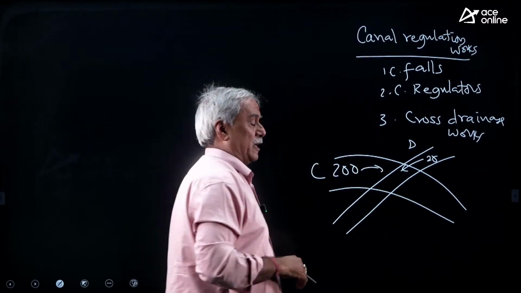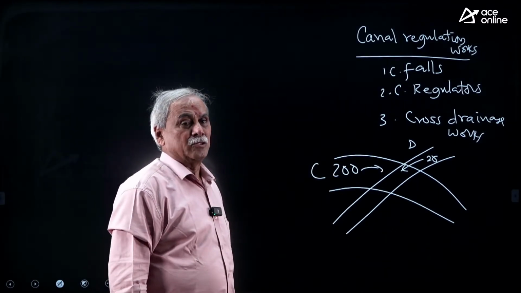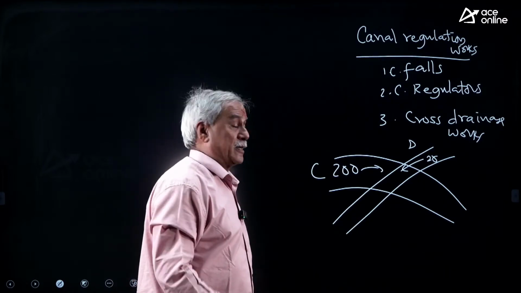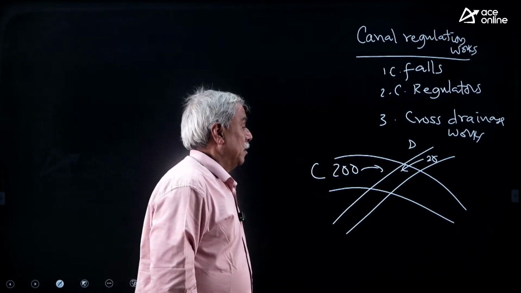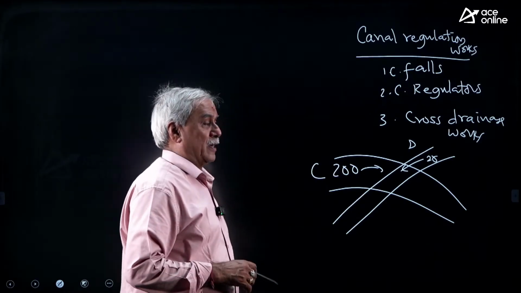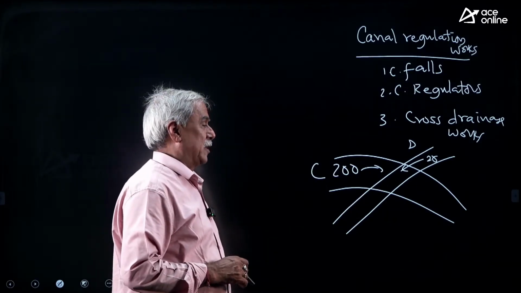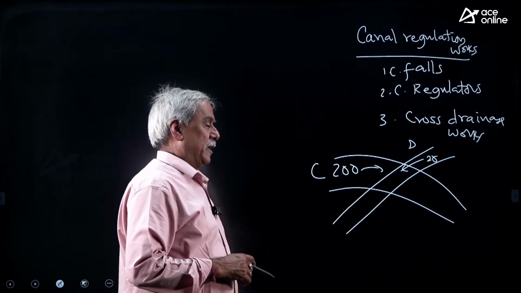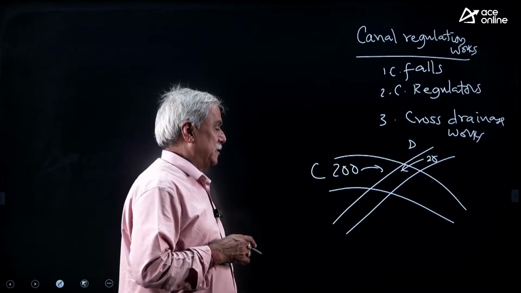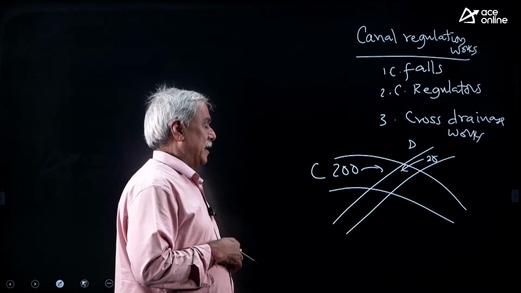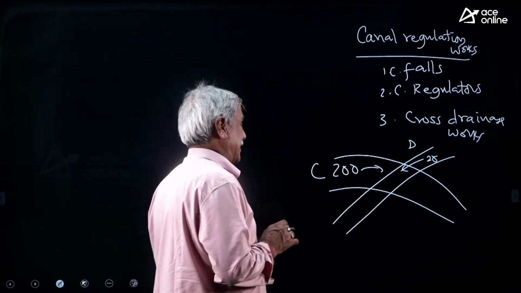What type of cross drainage work are you going to provide? Because you are permitting drainage water to travel at higher elevation, it must be a type 2 cross drainage work. Type 2 cross drainage work we are going to provide. If there is a negative pressure flow condition, then that is called canal siphon. Canal siphon, otherwise it is called super passage.